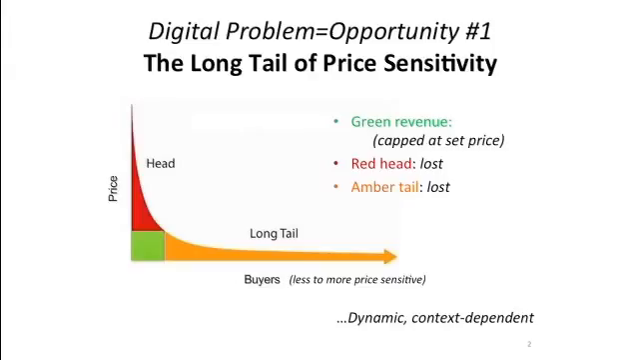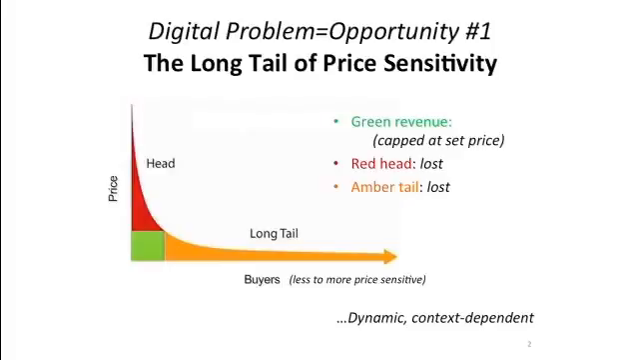There are two major problems, which are also opportunities, I think, that apply to digital content. One is what you can think of as a long tail of price sensitivity, which is really the demand curve, the fact that different people will pay different amounts for your content. The green box is the revenue you get at your set price. The people to the left on that curve are willing to pay your set price or more. Even though a lot of those people would pay more, that red area is revenue you're leaving on the table because they only pay the set price.